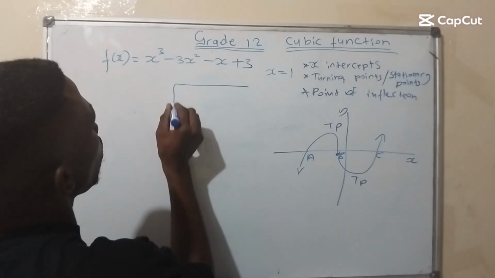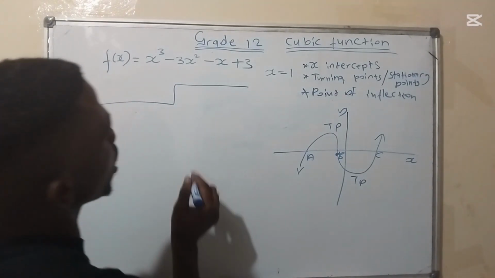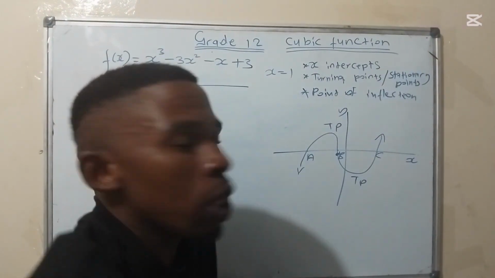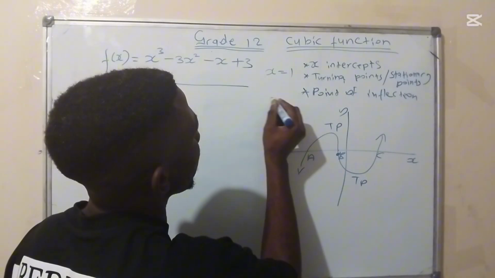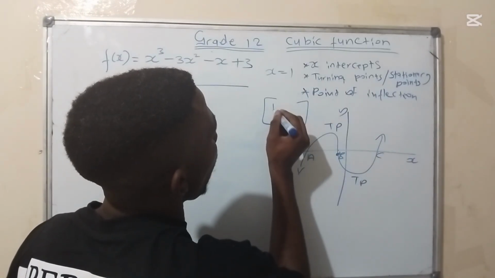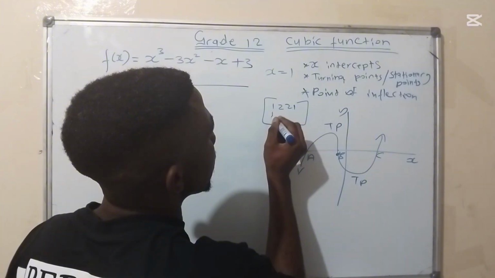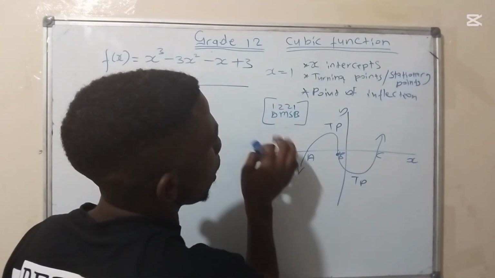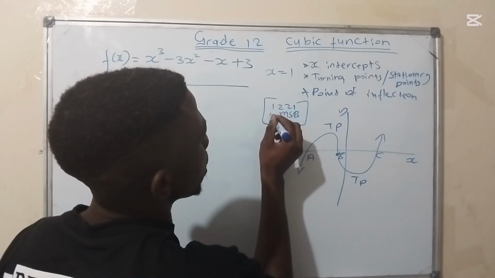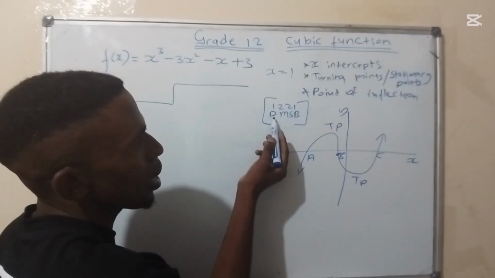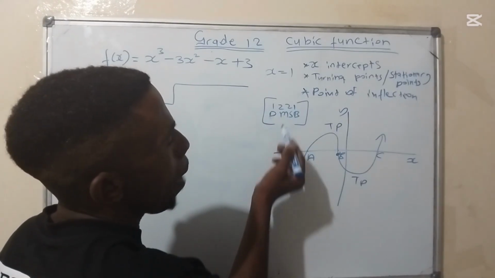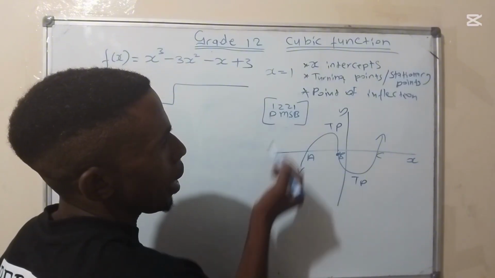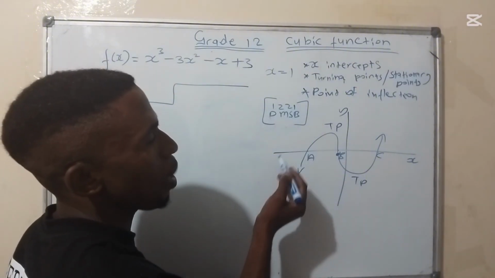Let's apply our long division. This is our long division now. We're going to use a code called 1 1 2 2 1, DMSB. This is D, guys. We have DMSB. D means divide. M means multiplication. S means subtract.